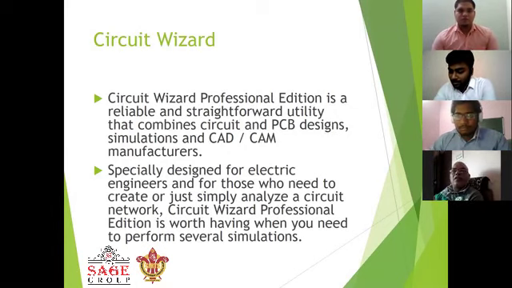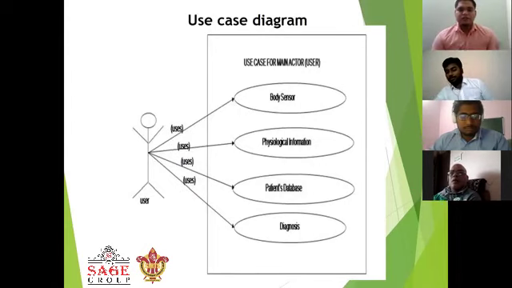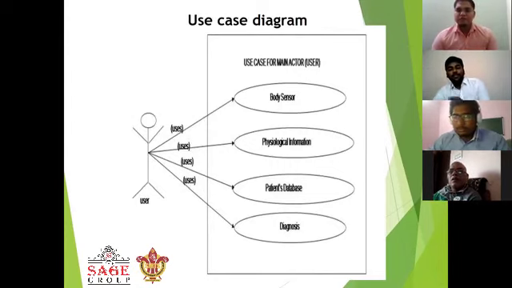Okay, next. Sir, this is the use case diagram in which there is a patient, and the body sensor is taking the physiological information. Then we can enter the patient database like name, age, and according to that, we can diagnose it. What do you mean by psychological information? Sir, physiological information, sir. Physiological information. What will you put here?